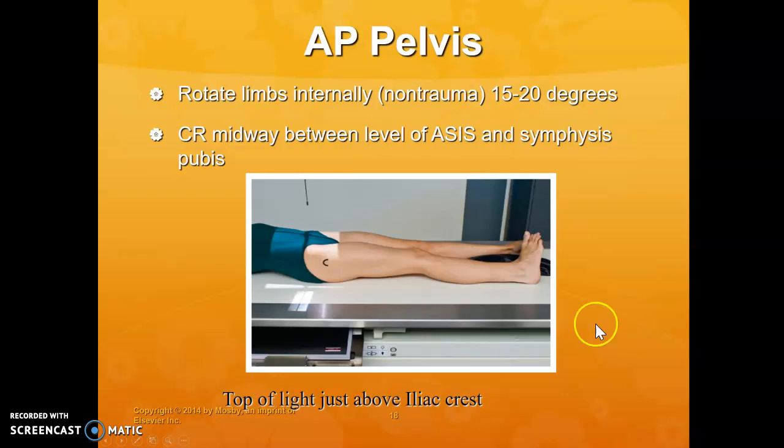So AP pelvis, you're going to rotate those lower limbs in 15 to 20 degrees. Make sure you roll from the legs and not just from the feet. Central ray is between the level of ASIS and pubic symphysis. I place the top of my cassette just above iliac crest, and your imaging plate is going to be crosswise 14-17.